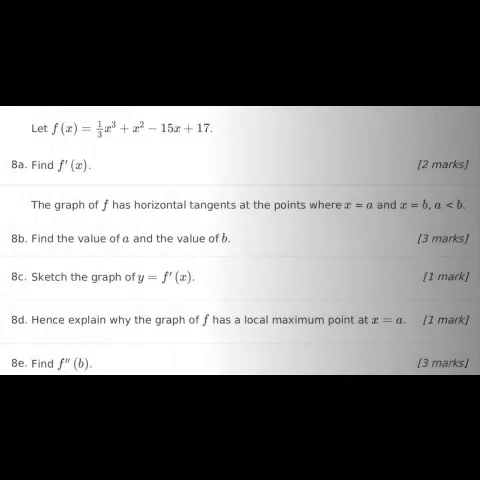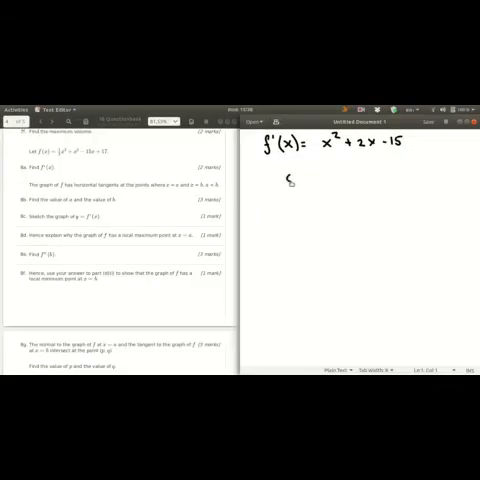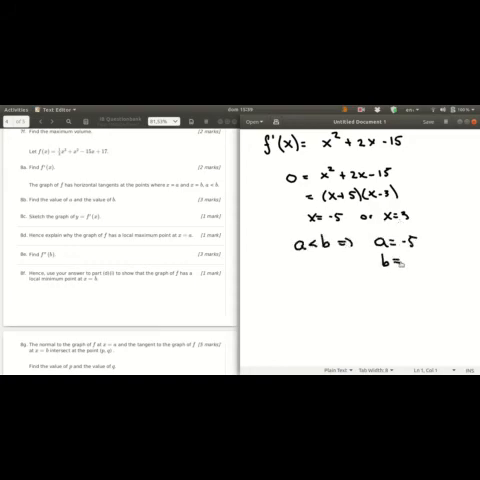The graph of f has horizontal tangents at the points where x equals a and x equals b. a is less than b. Find the value of a and the value of b. Because the tangents are horizontal, that means the slope is 0. We can set the derivative equal to 0 and then solve for x. This is a quadratic. We can simply factor it and we will have the answers x equals -5 and x equals 3. Notice that a is less than b, which means a is -5 and b is 3.